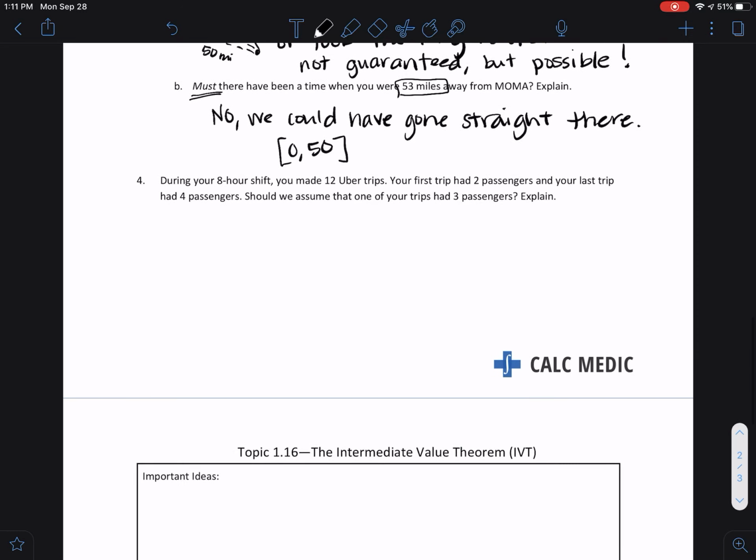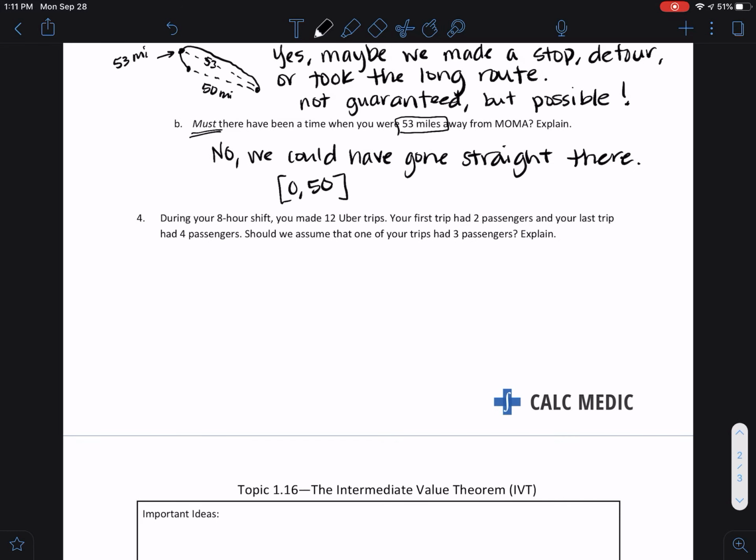All right, number 4, during your 8-hour shift, you made 12 Uber trips. Your first trip had 2 passengers and your last trip had 4 passengers. Should we assume that one of your trips had 3 passengers?